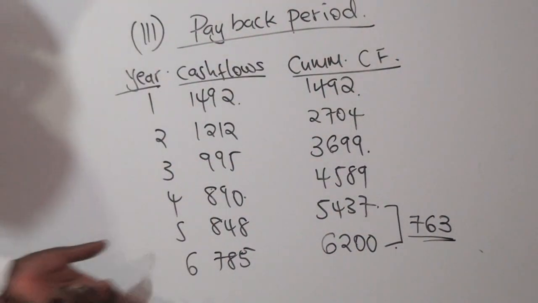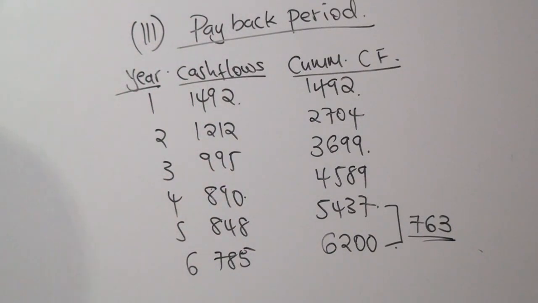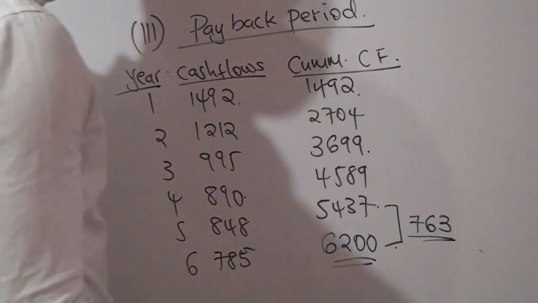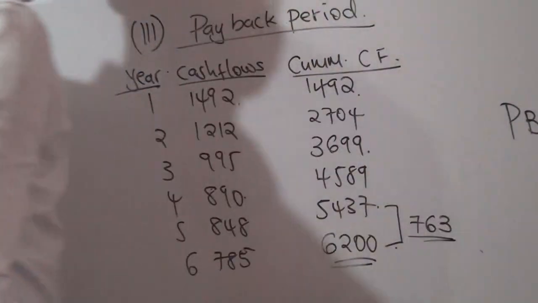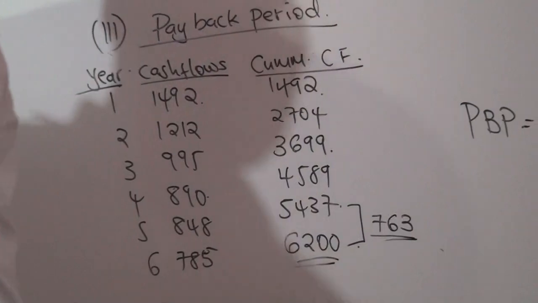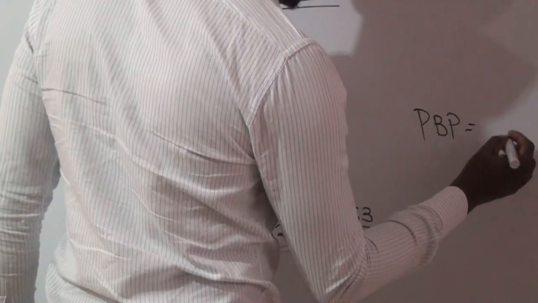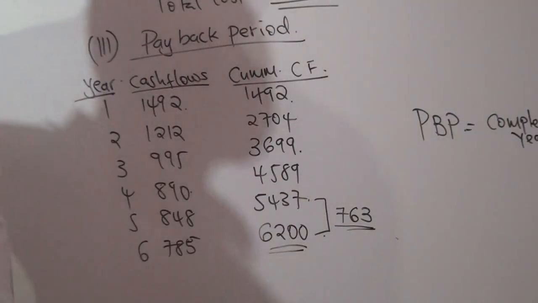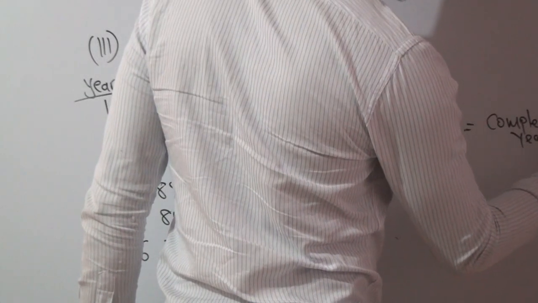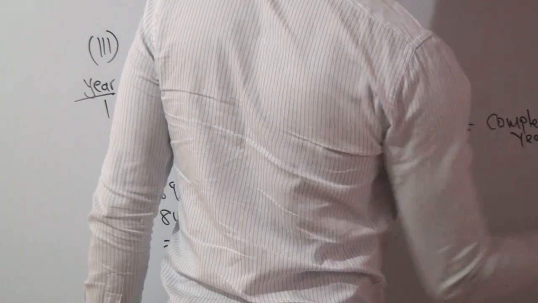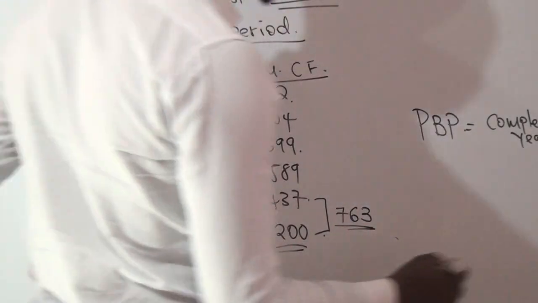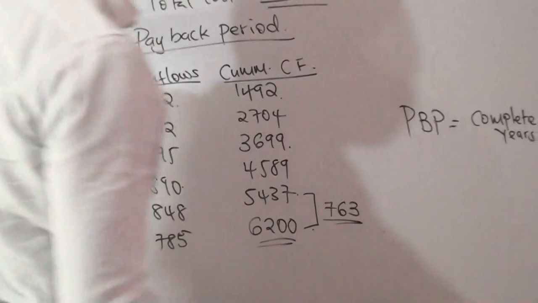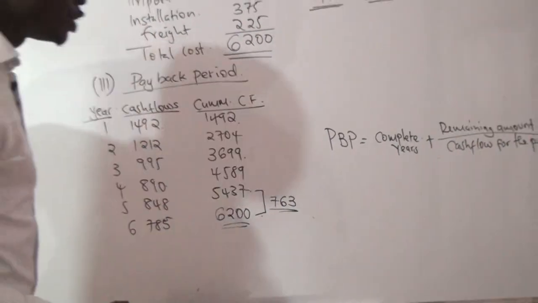So this is what is remaining, but we have 785 as the total amount in year six. So we need to determine the duration that we'll need exactly to get the 6200. So here we shall use a formula which states that to get your payback period, we shall take the complete years plus the remaining amount divided by the cash flows for that particular period. So that is the formula which we'll use to get the total payback period.